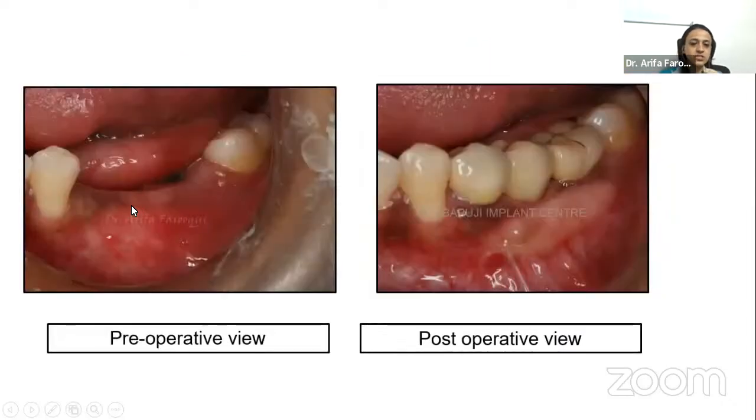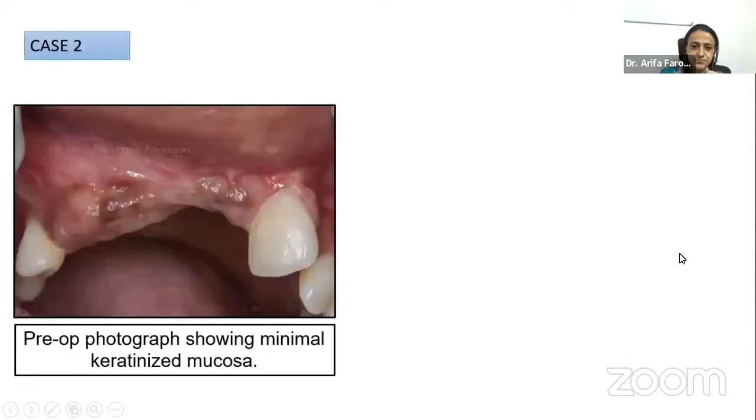Okay, so this was the pre-operative view after the implant placement. Now we have completed the prosthesis and a thick band of connective tissue has formed. Now the patient will definitely have good oral hygiene.